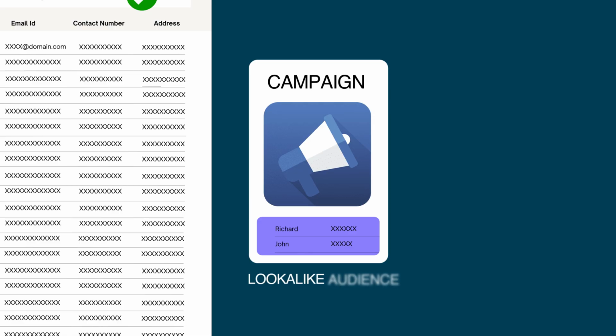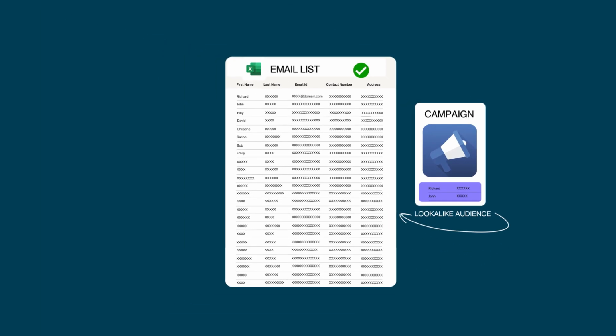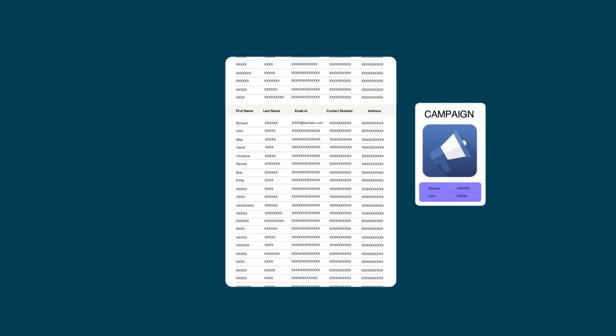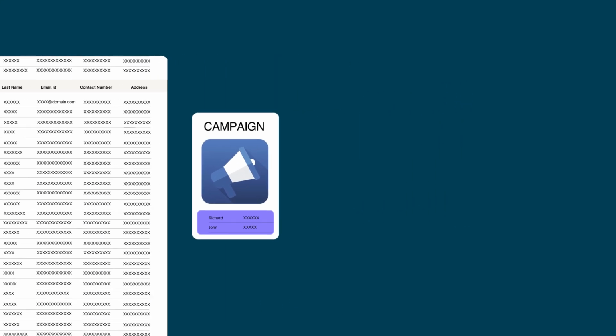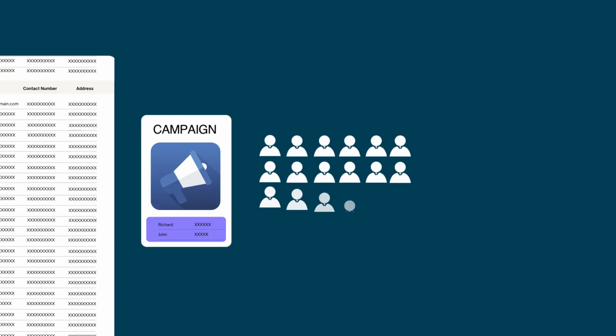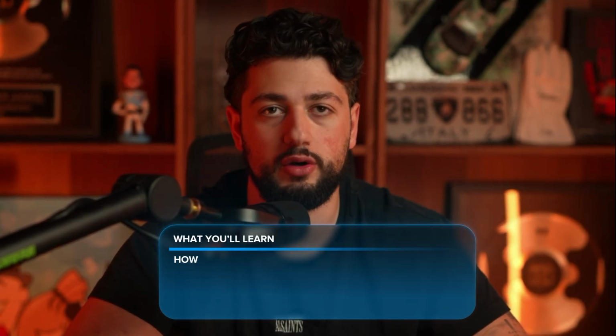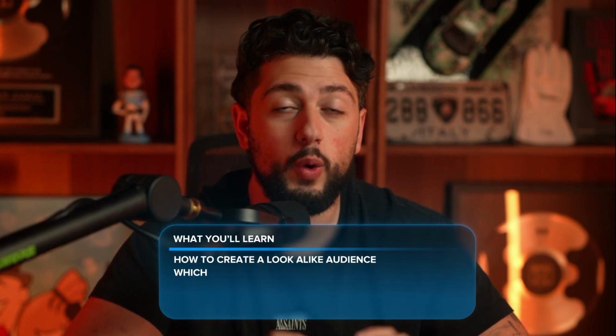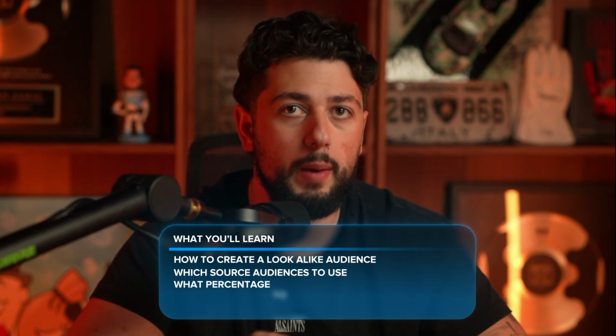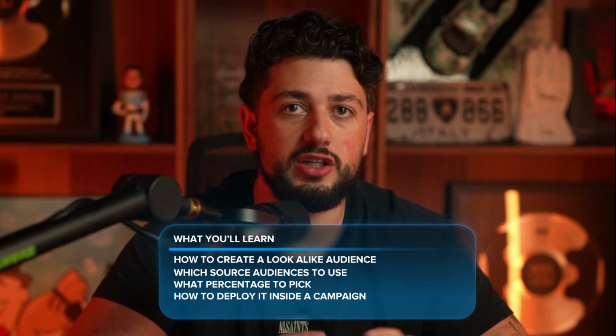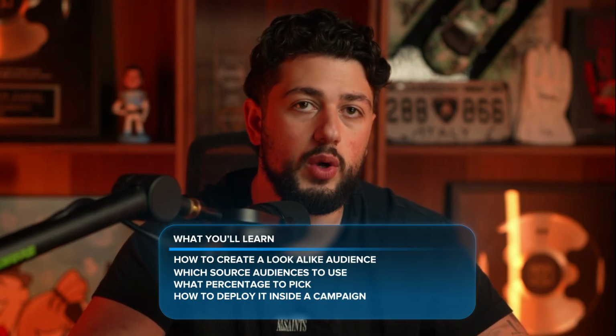A lookalike audience is only as good as the source you build it from. Feed the system garbage data and you're gonna get a garbage audience. Feed it your best customers and best data, and Meta's AI will go find thousands of people who look, act, and buy just like them. And I'm gonna show you exactly how to create a lookalike audience the right way: which source audiences to use, what percentage to pick, and how to actually deploy it inside a campaign so it works with the Andromeda algorithm, not against it.